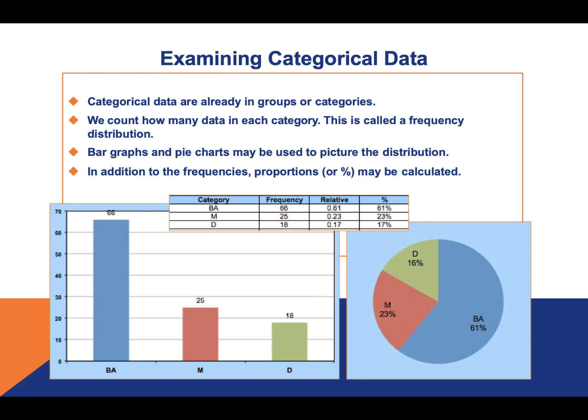One is called a frequency distribution. Since the data are already in categories, we're simply counting how many in each category. In other words, how do the data distribute across these categories? This is why we call it a frequency distribution. From that simple count, we could also determine relative frequency and the very familiar percentage. Our two visuals, our bar graph and our pie chart, are also going to be created.